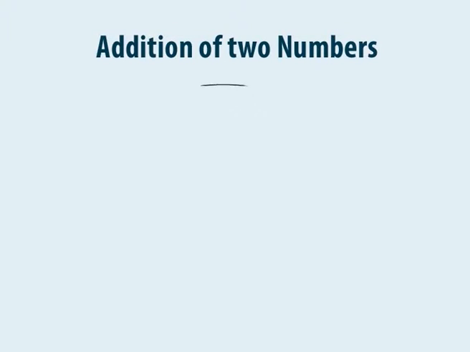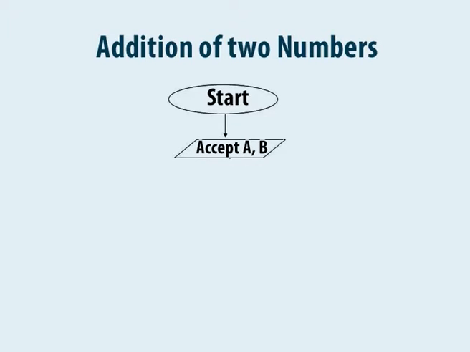In the example, an oval shape is used to indicate the start of a problem-solving process and the end of a process. Our main goal is to add two numbers. For that, first we identify the numbers which we have to add. So, here A and B are those numbers. Reading their values is indicated by parallelograms.